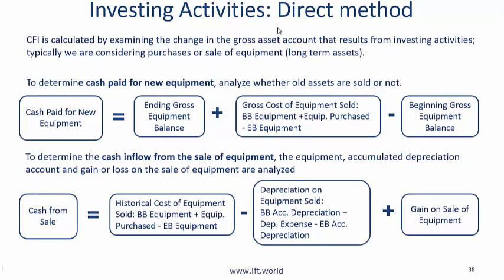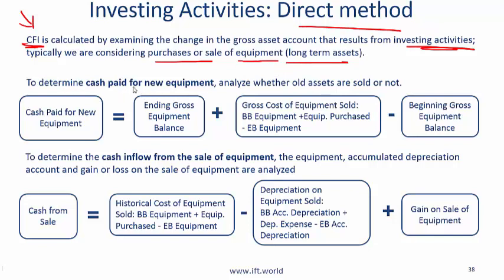All right, investing activities. And as I mentioned before, we only have the direct method. This material is a little bit difficult. At the very least, I would say that you learn what I am presenting on this slide, but obviously to learn it well, you need to practice some questions. CFI, cash flow from investments, is calculated by examining the change in the gross asset account that results from investing activities. So buying and selling of equipment, for example. Typically, we are considering purchases or sale of equipment or other long-term assets.